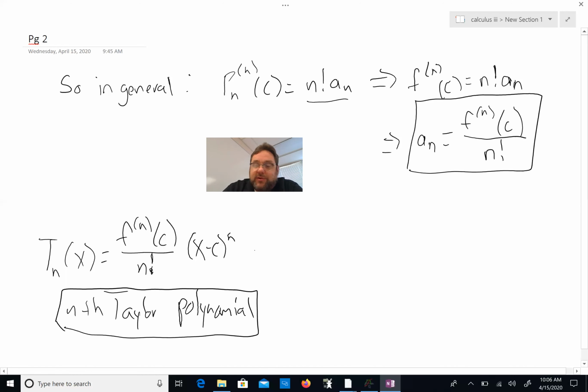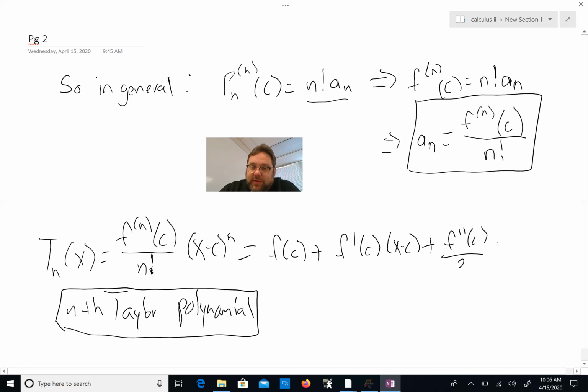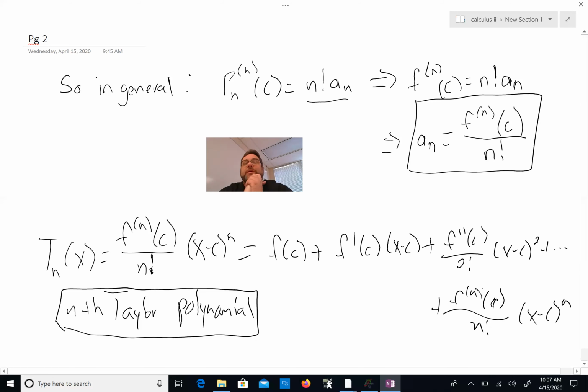All right, so if you were to expand this out, here's what it looks like. It's f of c plus f prime of c times x minus c plus f double prime of c over 2 factorial times x minus c squared plus dot dot dot plus f n of c over n factorial times x minus c to the n. I know I got really ugly there, but this is where we'll pick up.